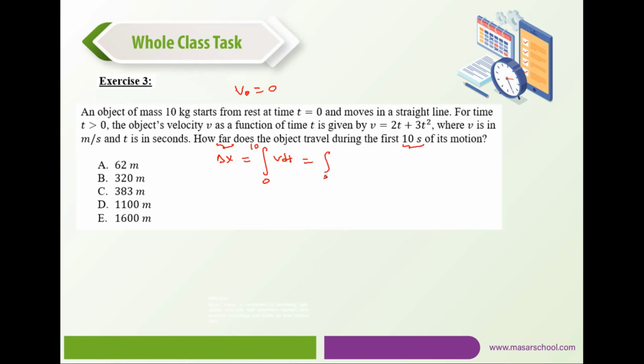That would be the integral from 0 to 10 of 2t plus 3t squared dt, and that would be 2t squared over 2, which is t squared, plus 3t cubed over 3, that would be t cubed, between 0 and 10. So we can ignore the 0 because this is a polynomial function. Then 10 to the power of 2 plus 10 to the power of 3, we always start by the upper bound. That would be 100 plus 1000, which is basically 1100, and the correct answer in this case is D.